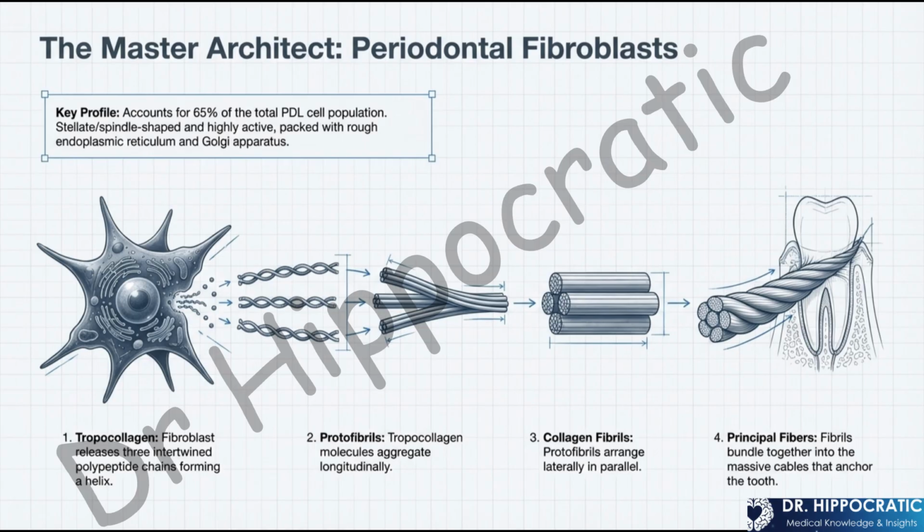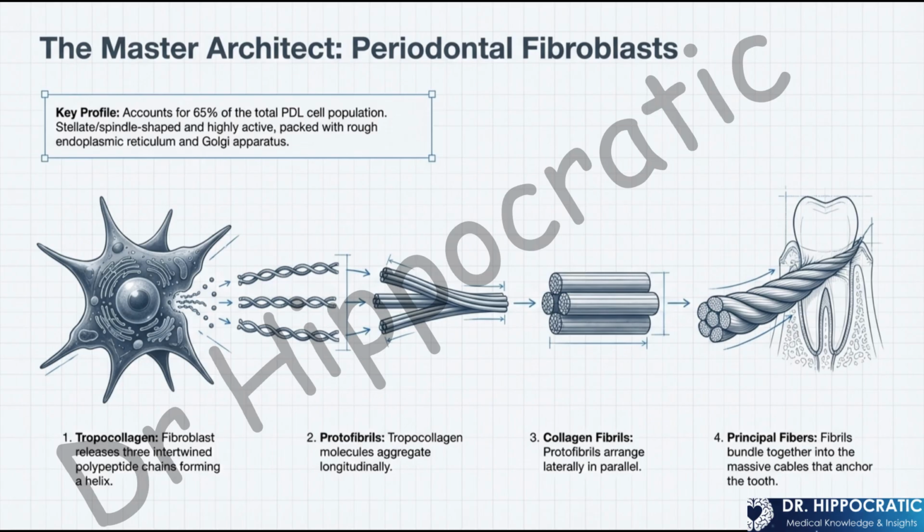Exactly. The presentation actually maps out their workflow. First, the fibroblast releases tropocollagen, which consists of 3 intertwined polypeptide chains forming a helix. Those aggregate longitudinally to form protofibrils. Then they arrange laterally to become collagen fibrils. And finally, those bundle together into the massive principal fibers that anchor the tooth.